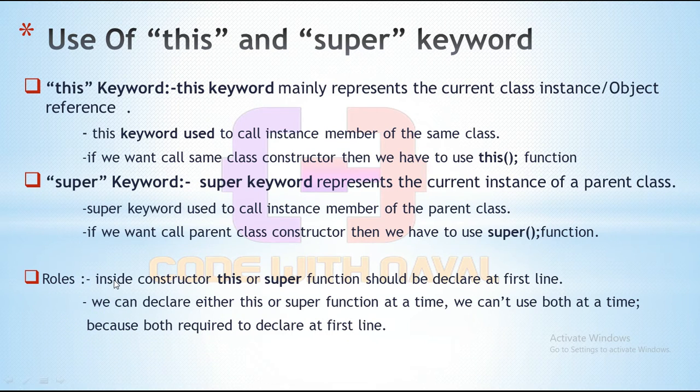We have to follow some rules when we use this and super in a constructor. Inside a constructor, this or super function should be declared at the first line. That means we can declare only one at a time because both are required at the first line. We can declare either this or super function at a time. We can't use both at a time because both are required to be declared at the first line. First we will see this and super keyword use, then we will see this and super function use.